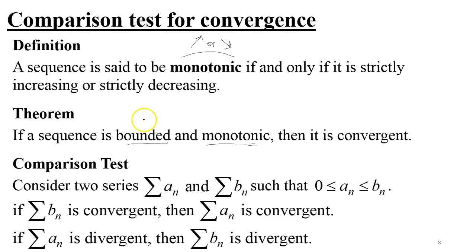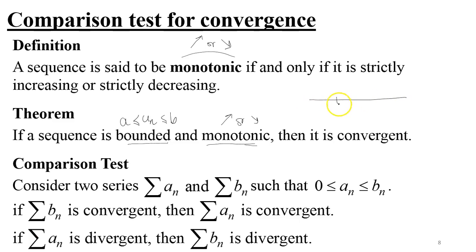A bounded sequence means that you can write the terms of the sequence between two finite real numbers. This is what a bounded sequence is. It's when all its terms are bounded between these two finite numbers. And we just said that monotonic means always increasing or always decreasing. So this theorem states that if a sequence is bounded and monotonic, then it is convergent.